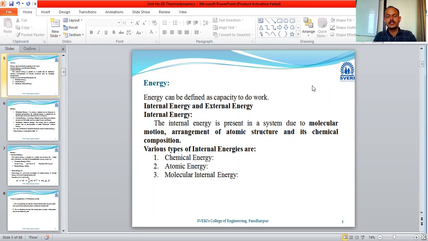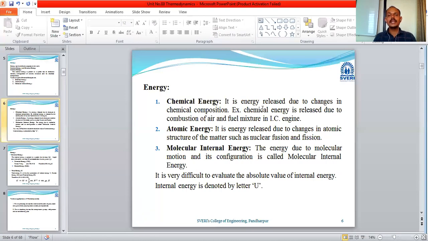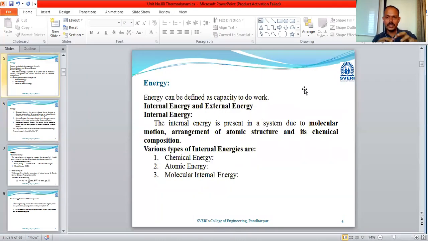So it means that chemicals have such type of energies. So it is energy released due to changes in chemical compositions. For example, chemical energy is released due to combustion of air and fuel mixture. Okay, when we burn that petrol and air or diesel and air together, by that combustion we get some energy. So such type of energy is called as chemical energy. Then atomic energy.